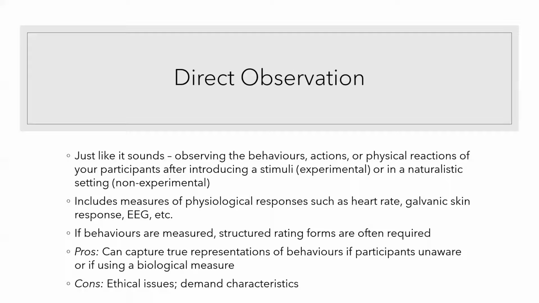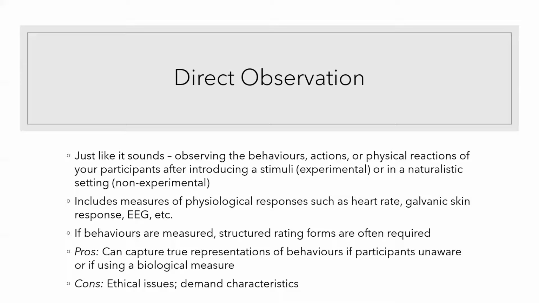First, direct observation is just like it sounds, observing the behaviors, actions, or physical reactions of your participants after introducing a stimulus, so your dependent variable if you're conducting a true experiment, or in a potentially naturalistic setting, which is often if you're following a more non-experimental design. Measures of physiological response, such as heart rate, galvanic skin response, EEG, etc., would all be considered direct observation methods too.